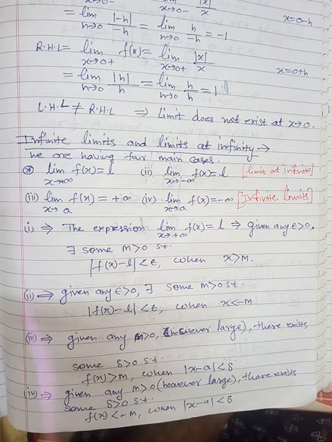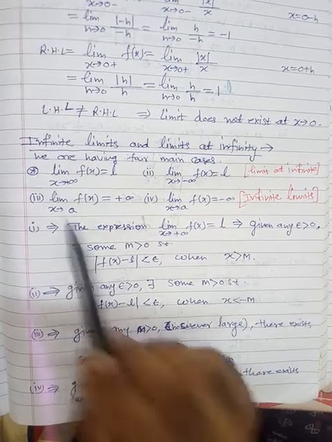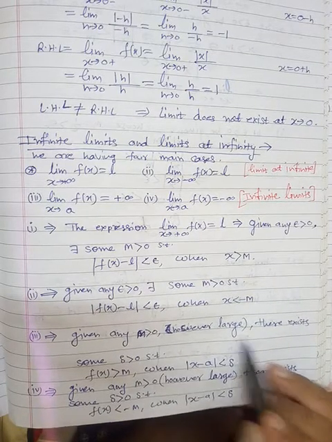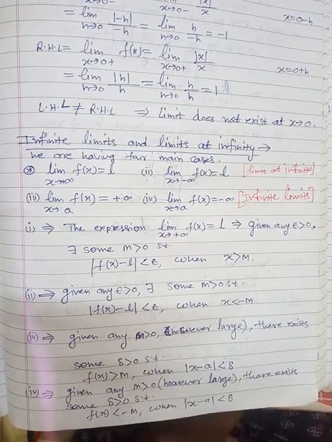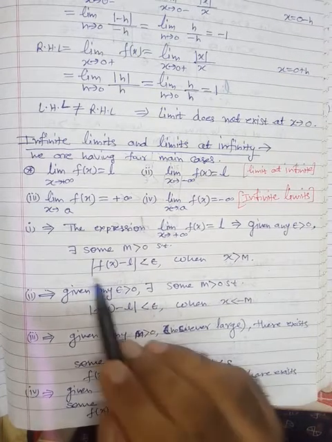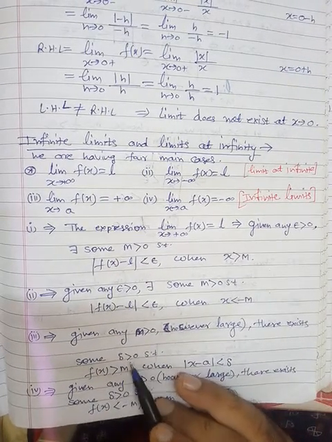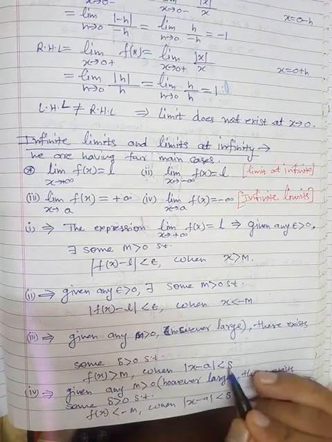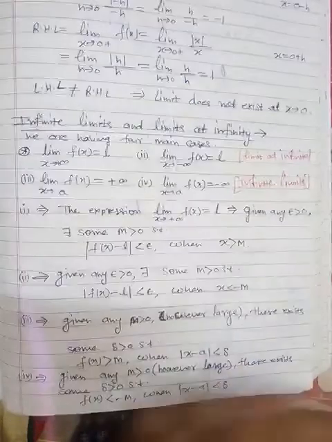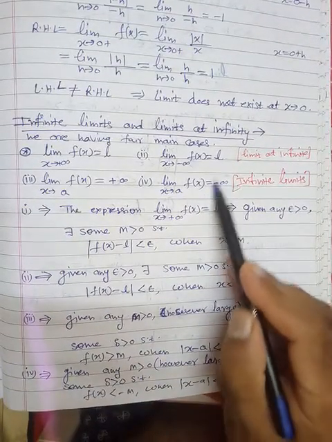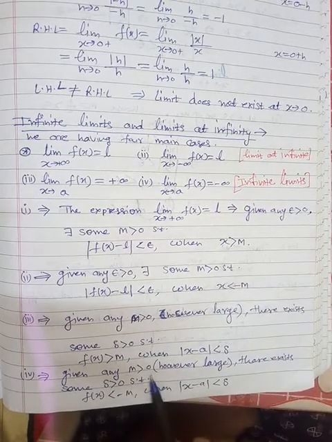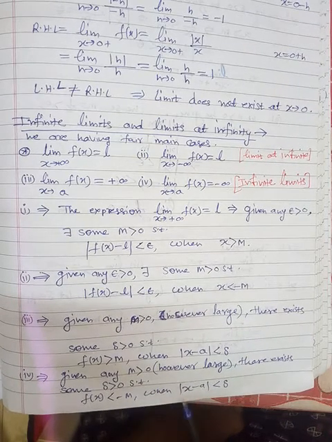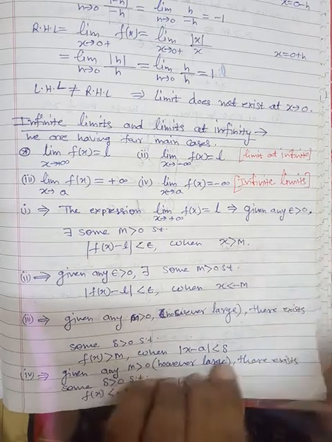Fine. Now the third one: here the limit point is finite but the value is infinite. So here given any m greater than 0, however large, there exists some delta greater than 0 such that f(x) is greater than m. Now the function value will become large because it is positive infinite, when |x - a| is less than delta. Fine. Similarly the fourth one, here the value is minus infinite. So now given any m greater than 0, however large, there exists some delta greater than 0 such that f(x) is less than -m when |x - a| is less than delta. Fine. So these are the four definitions.